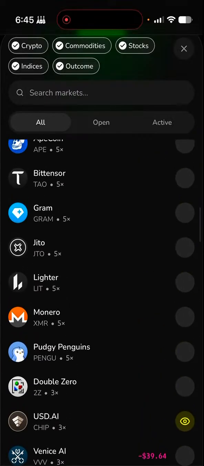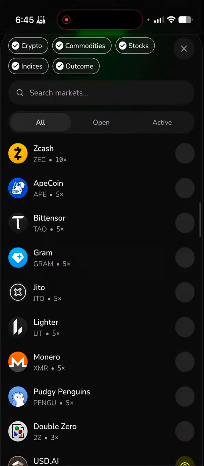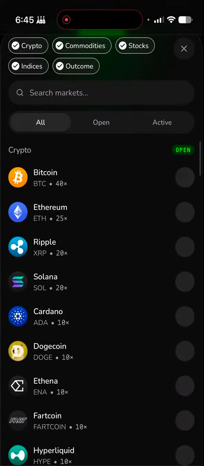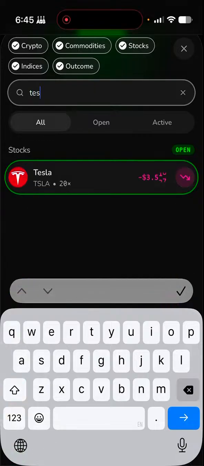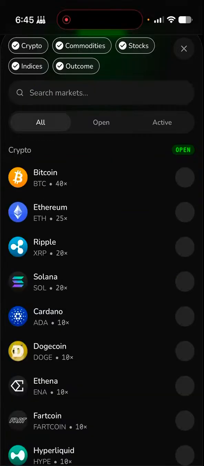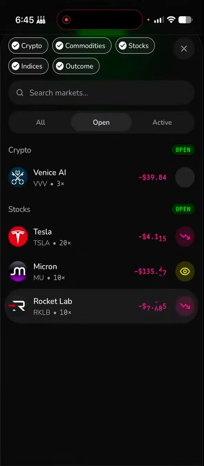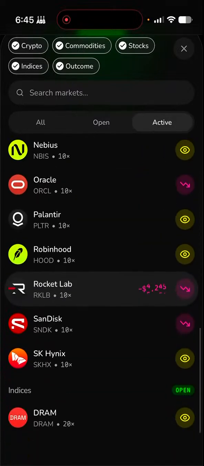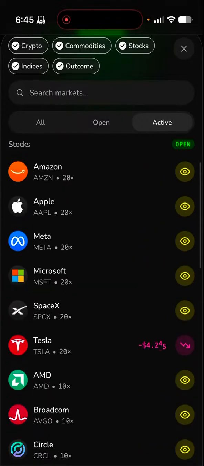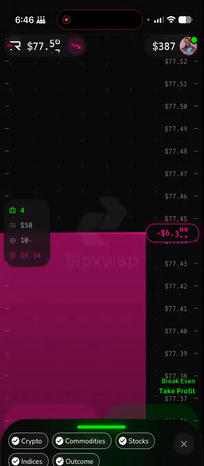On this screen at the top, you can see the filters. So let's say you don't want to see crypto markets, you can click on this and filter them out. We also have a way for you to search. So you can say, I want to search for Tesla, and you can filter down. And then we also have these filters that let you show what positions you have open. And then you can also see what's active, so what has some activity that we've been tracking. So go back to all.